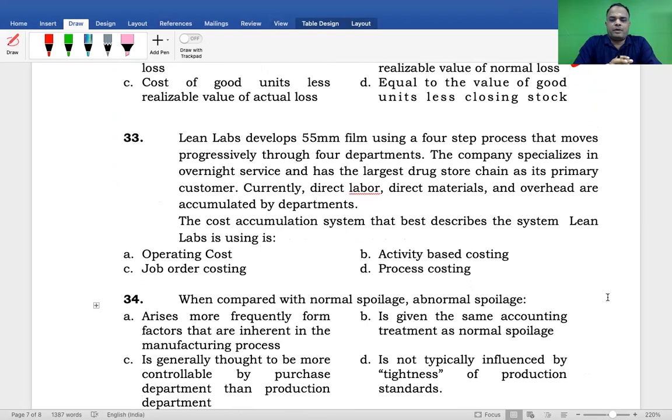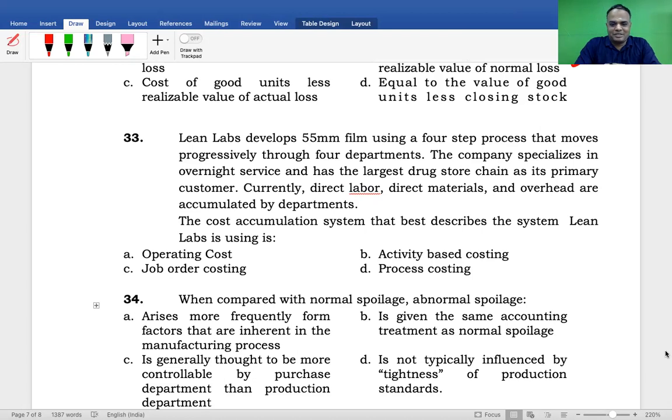Lean Lab developed 35 mm film using a 4-step process that moves progressively through four departments. The company specializes in overnight service and has the largest drugstore chain as its primary customer. Currently, direct labor, direct material, and overheads are accumulated by department. Which cost accumulation system is Lean Lab using?